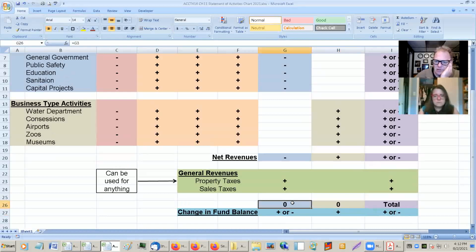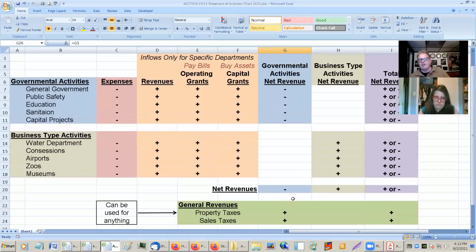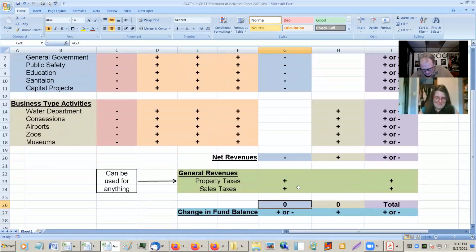And what did I do here? Oh, I moved them. I moved my things up there. That's why.